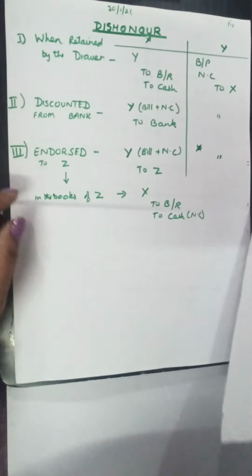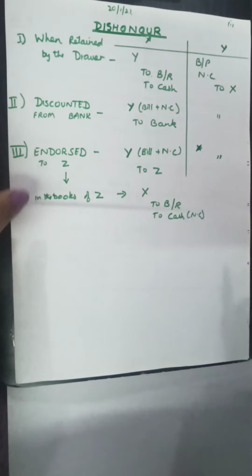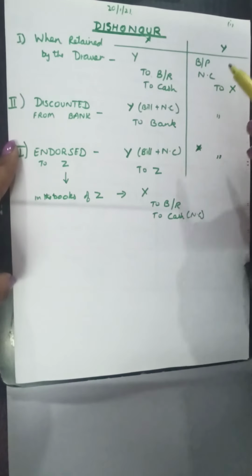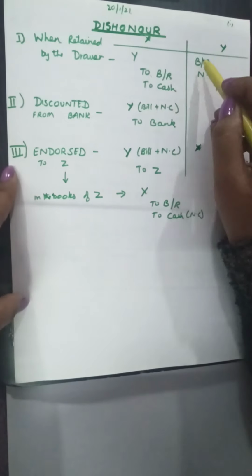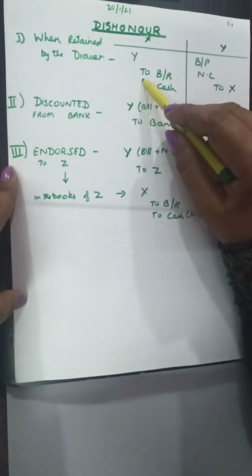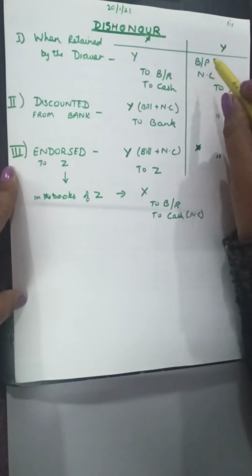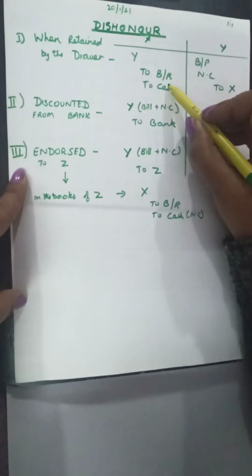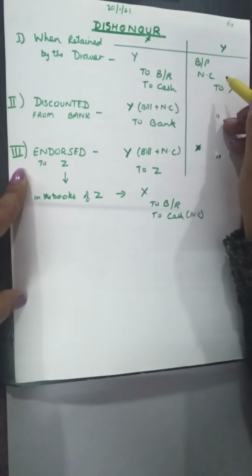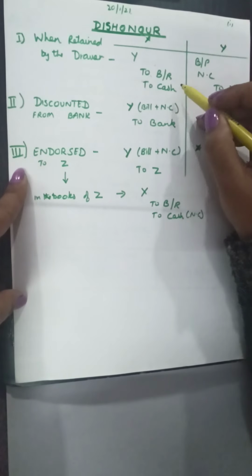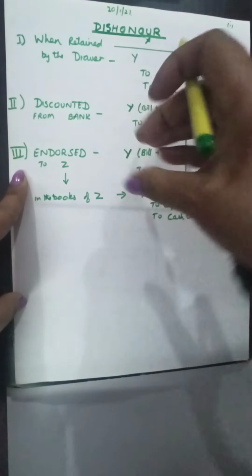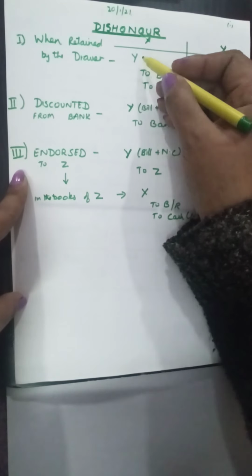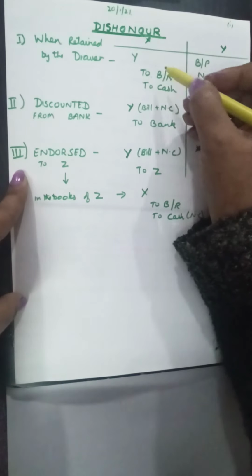Now we'll proceed with the case here. These are the entries for dishonor. Reversal means, remember, when the bill of exchange is accepted, assuming that X is the drawer and Y is the drawee, the entry in the books of X is Bills Receivable to Y, and in the books of Y it is Bills Payable to X. But when the bill is dishonored, we just have to reverse the case. We credit what was debited and debit what was credited. Bills Receivable to Y was the earlier entry; now it becomes Y to Bills Receivable.